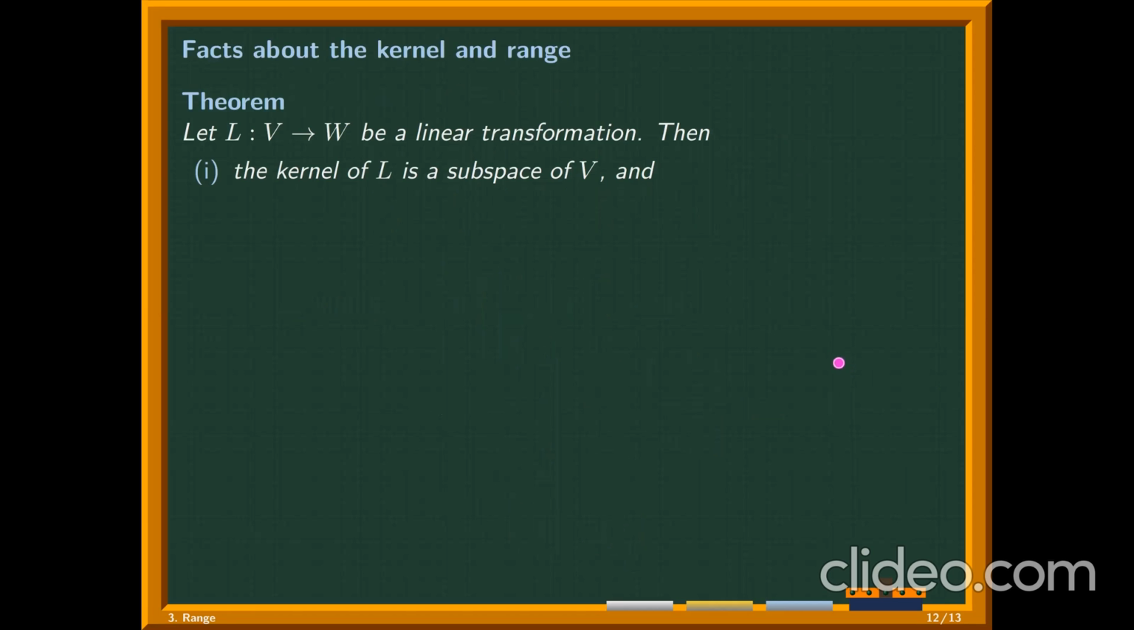The kernel and range of a linear transformation are important objects associated with L, and these objects encode information about the vector spaces V and W. We already noted that if L is a linear transformation, then the kernel is a subspace of the domain, while the range is a subspace of the codomain. I will leave as an exercise the proof for these statements. You may just apply the subspace test.